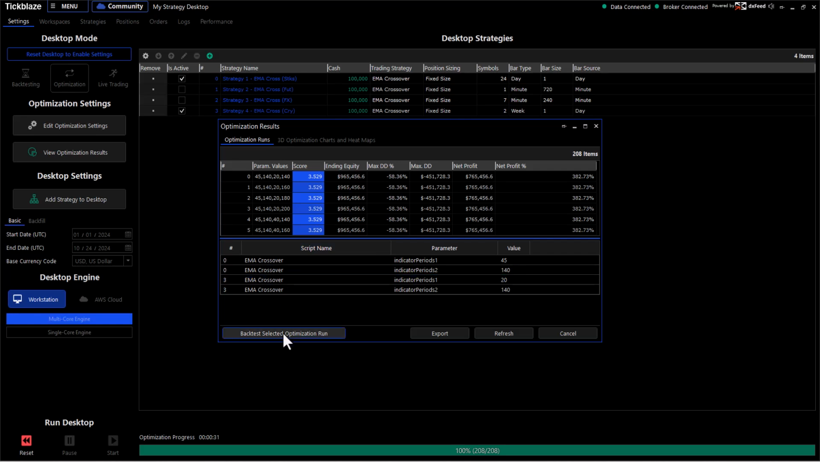Now I'm going to hit the backtest, the optimization runs, which is actually going to run 2 backtests on 2 strategies simultaneously using these variables. It's going to pull those into the backtest, okay? So let's run it.